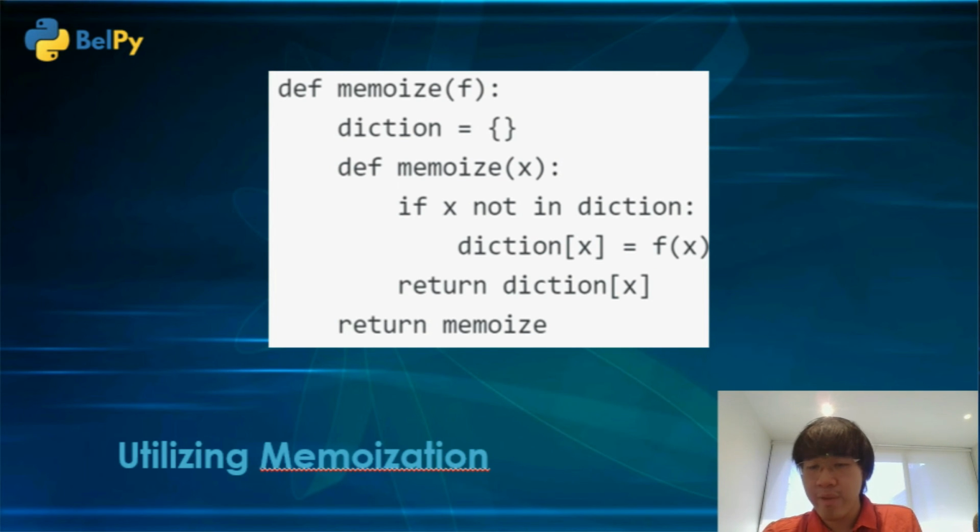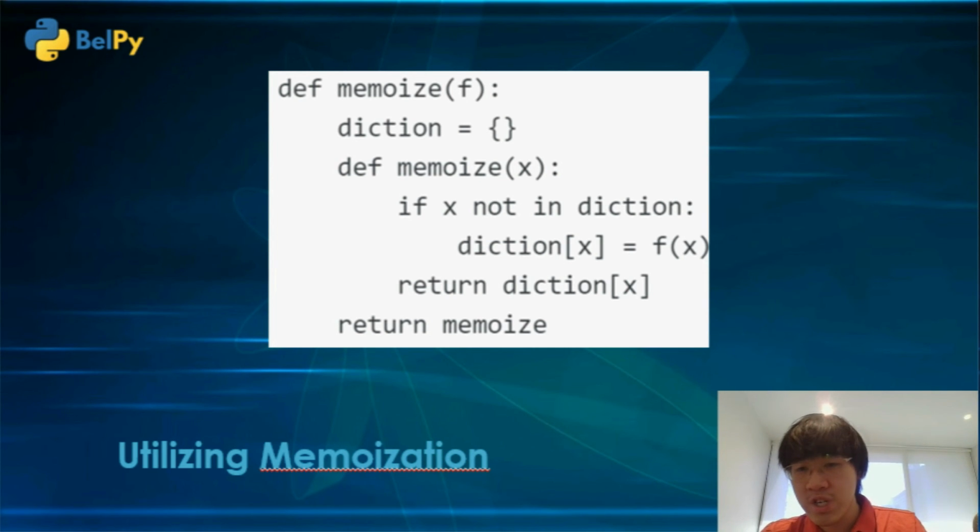And next, I'm going to talk about memoization. Memoization is a very interesting technique, and in case you didn't know it yet, it is an optimization technique used primarily to speed up computer programs by storing the results of expensive function calls, and it helps you return the cached result when the same inputs occur again.